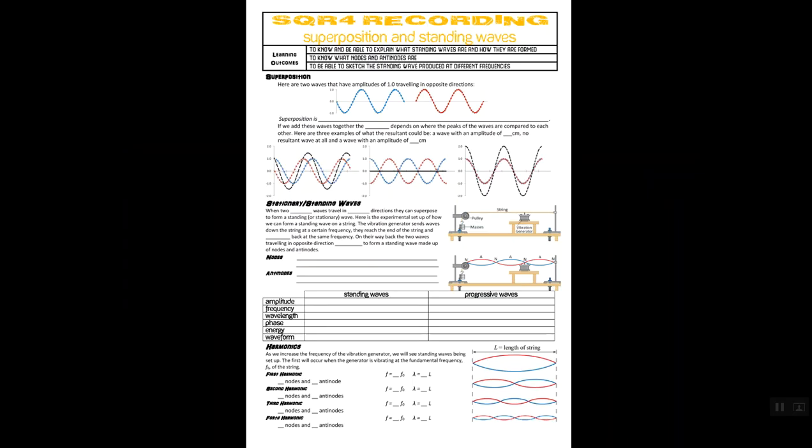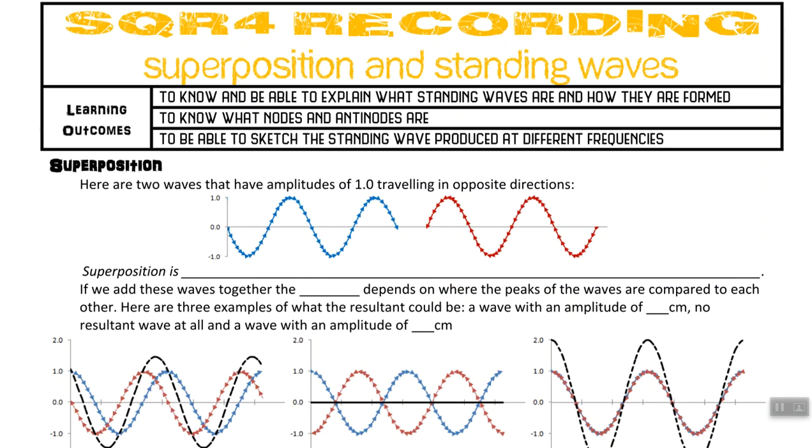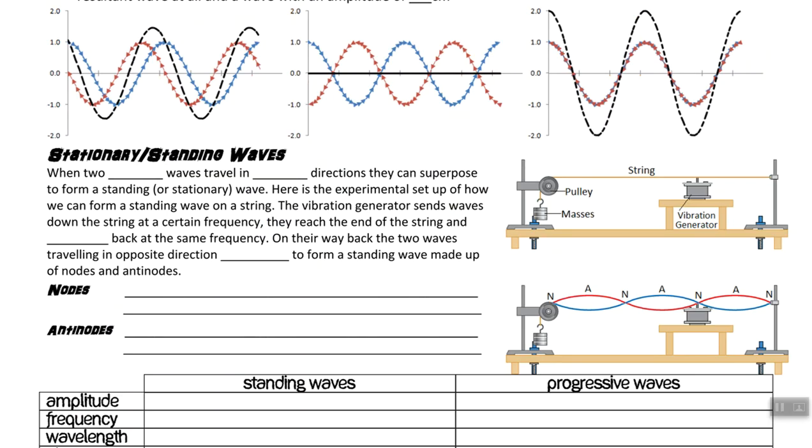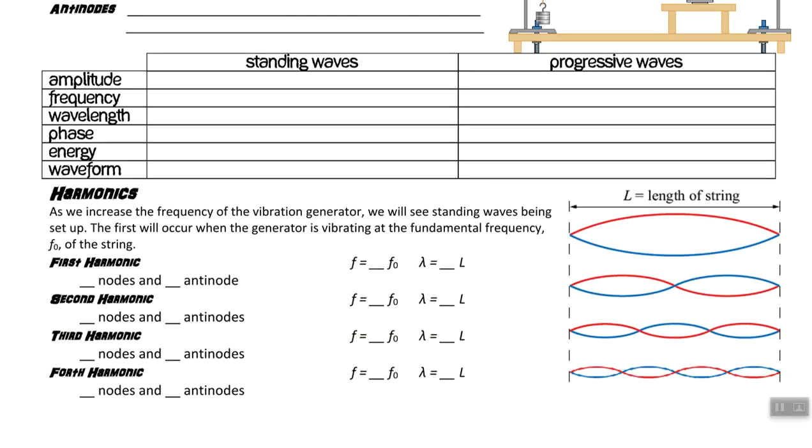So in the recording phase, I've given you the following worksheet where you have to fill in a lot of the information. At the top there's a part on superpositioning. It gives you those 3 graphs at the bottom. Okay, and then we're going to fill in a few words there about standing waves. We're going to define nodes and antinodes. We're going to say the differences between a standing wave and a progressive wave. And we're going to look at harmonics. And this is only for the fixed ends on both sides.